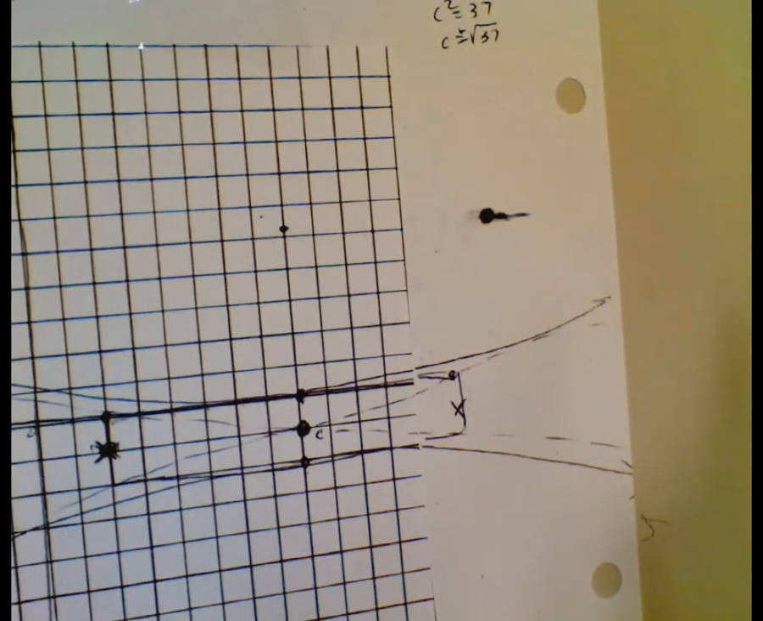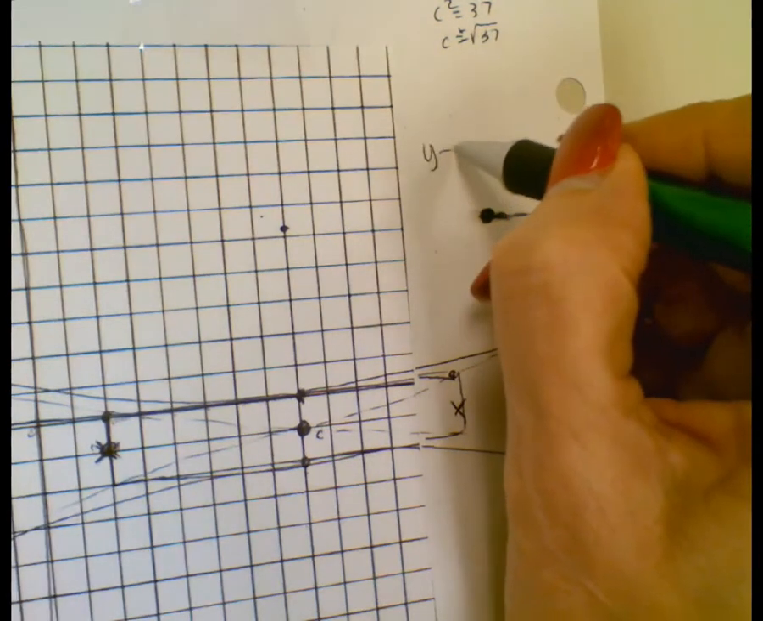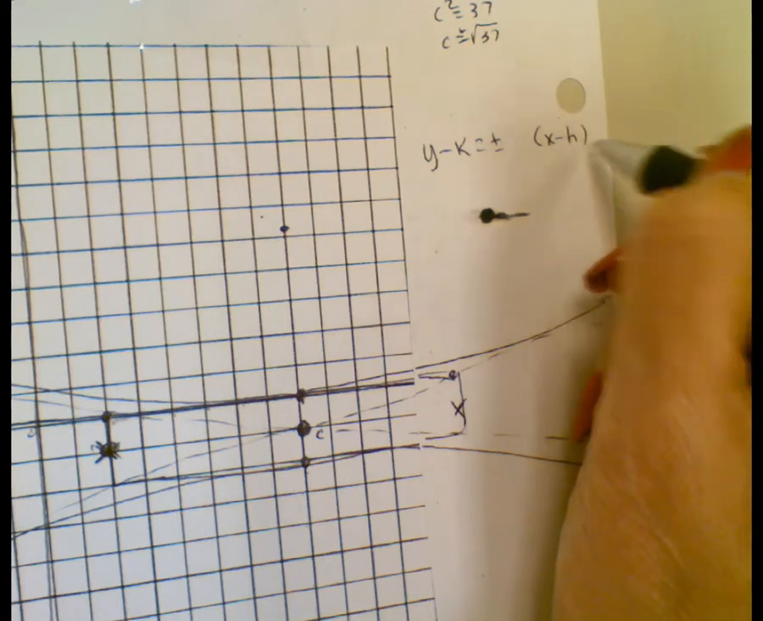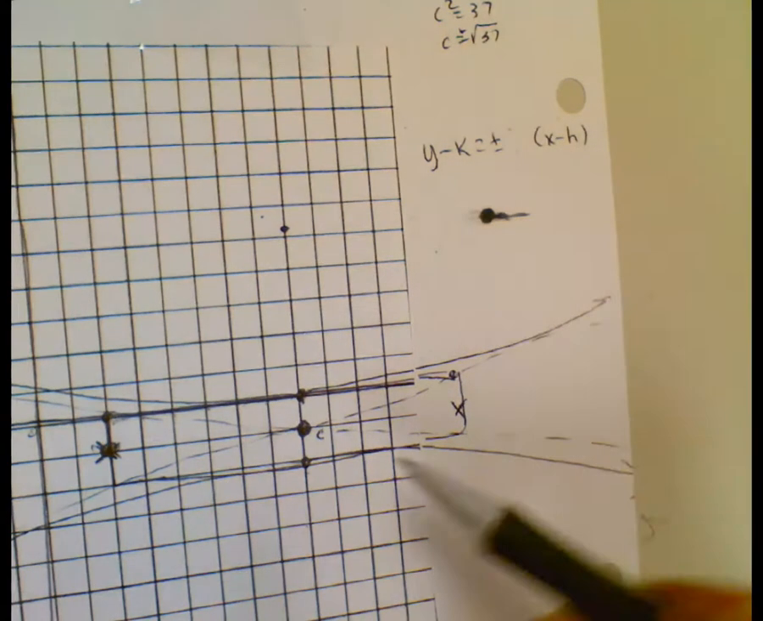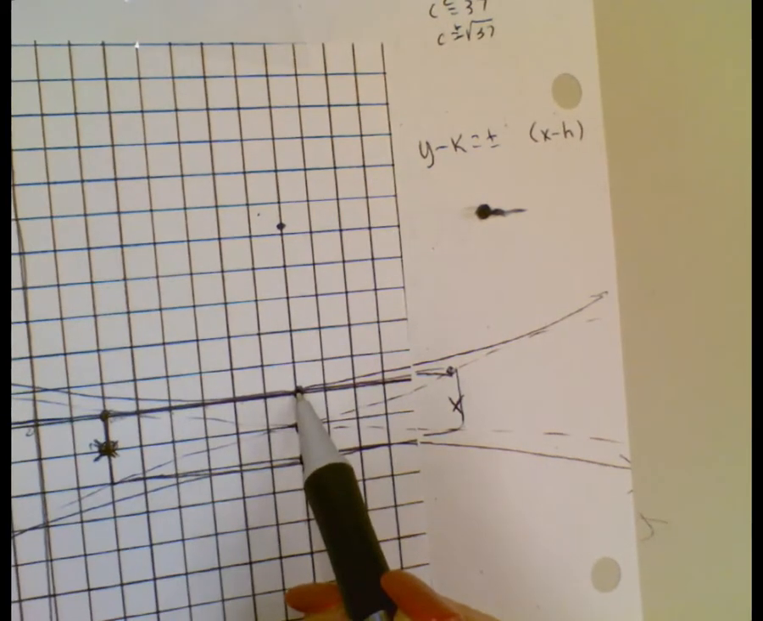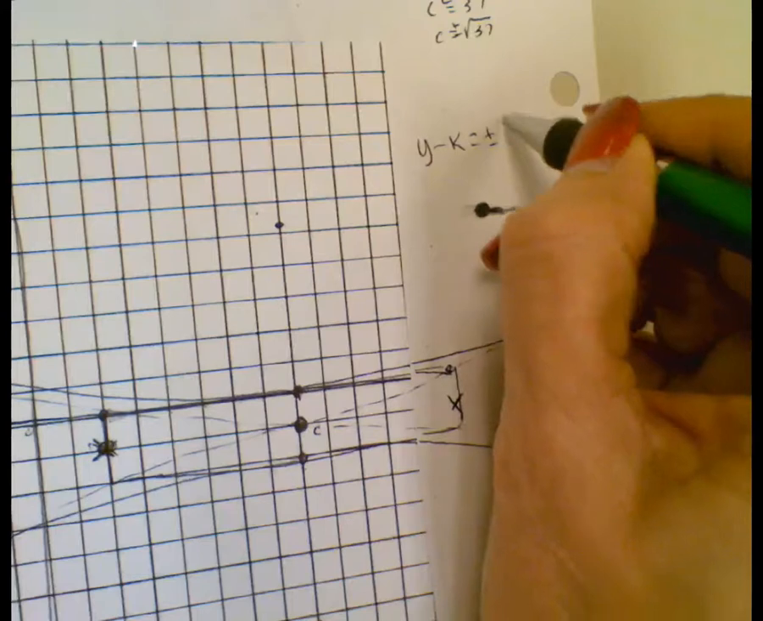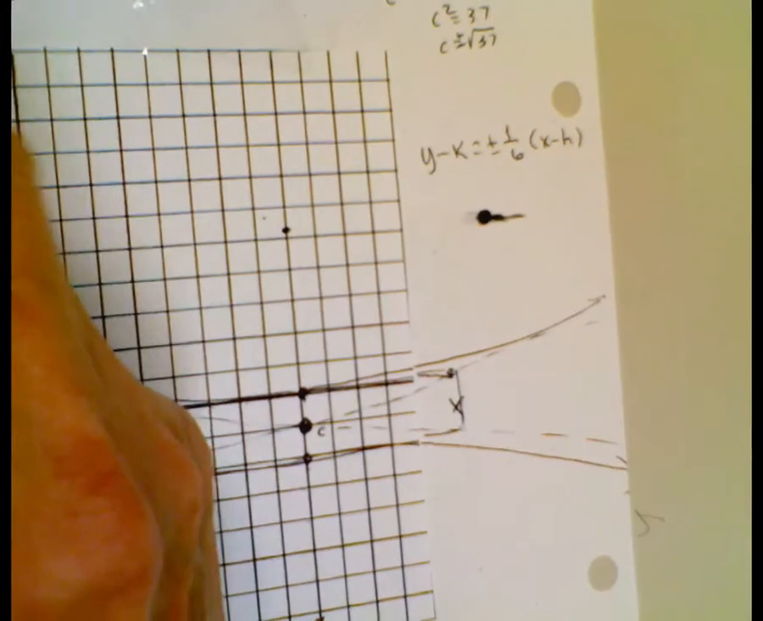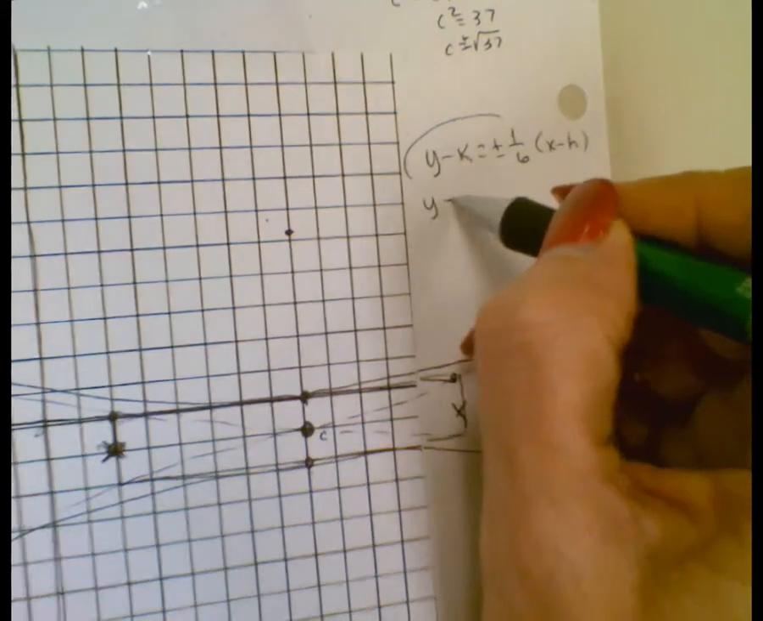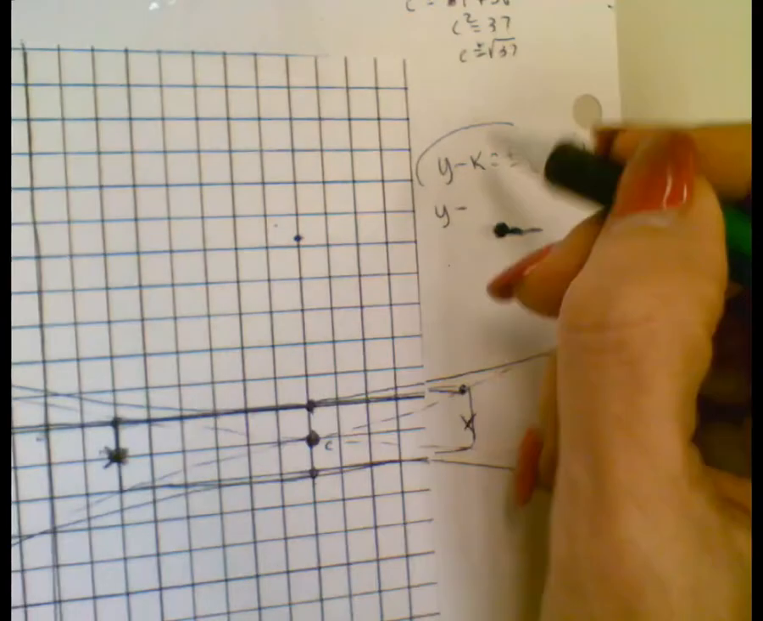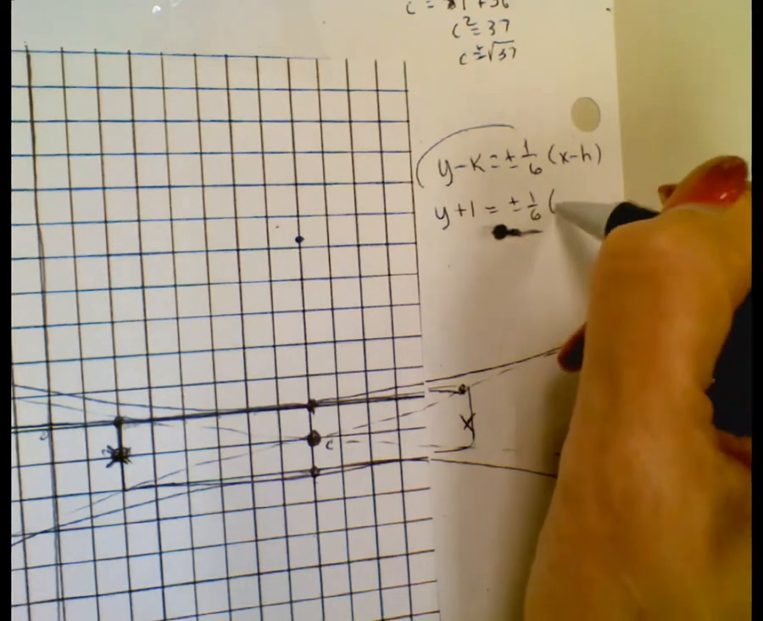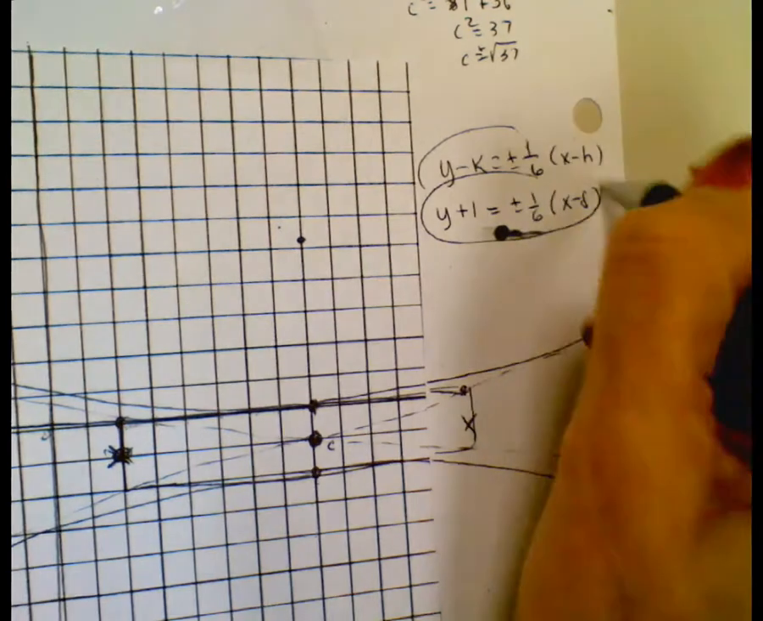What else do we need? Asymptotes. Here's our formula. If you don't know if it's B over A or A over B, just look at your box. Here it's rise over run from the center. You're only rising 1 and you're running 6, so the slope's 1 over 6. In this case it would be A over B. This is your asymptote. Oops, I forgot to put the y coordinate of my center in. My center is -1, so this is y plus 1 equals plus or minus 1 over 6 times x minus 8. That's your asymptote formula.